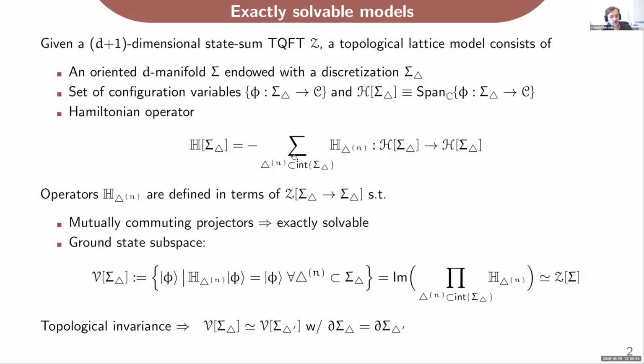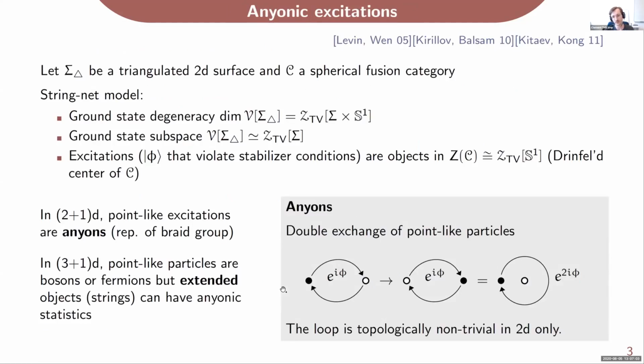Furthermore, it follows from the topological invariance that if I pick a different triangulation or different discretization, the ground state subspaces are isomorphic. This will turn out to be quite useful in practice when we do computations.